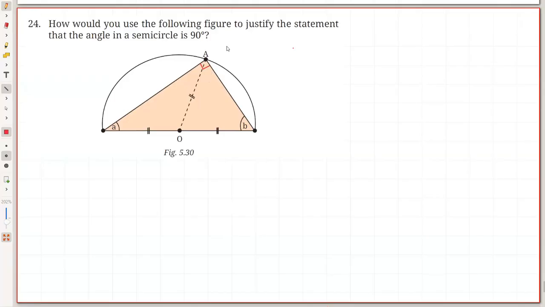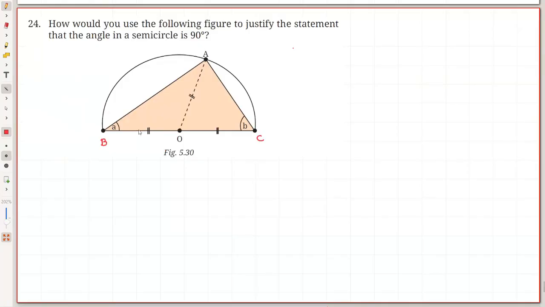We already learned one theorem statement: the angle subtended by a diameter is a right angle, or we can say the angle in a semicircle is 90 degrees. So we have to give the proof for this. They have divided the figure into two triangles. This length is equal to this length. I'll name the points A, B and C. I'm getting two triangles: AOB and AOC.